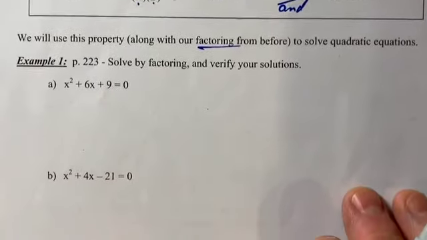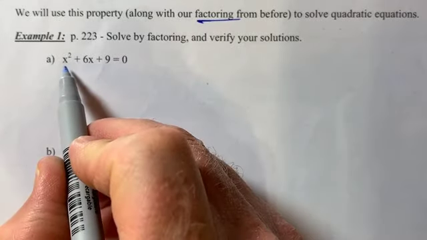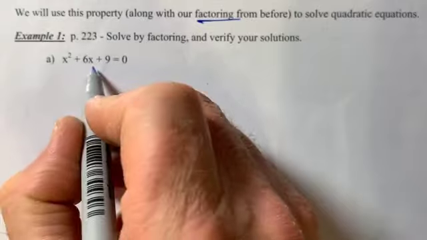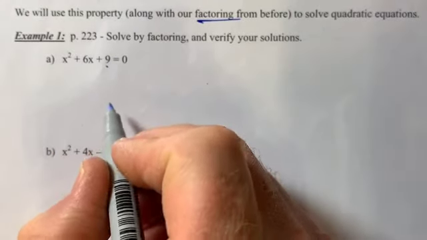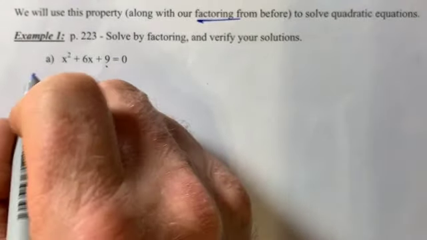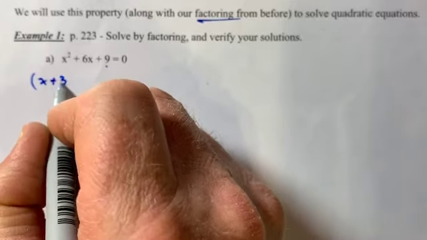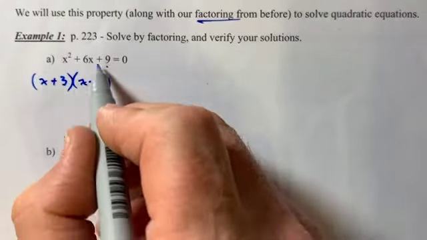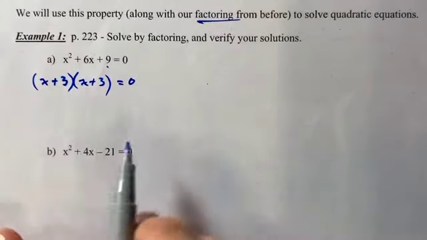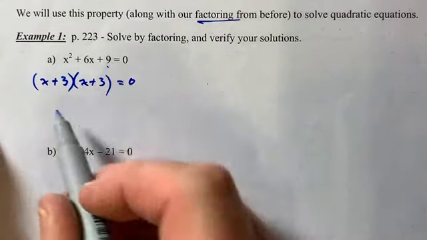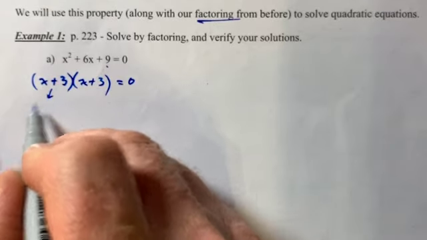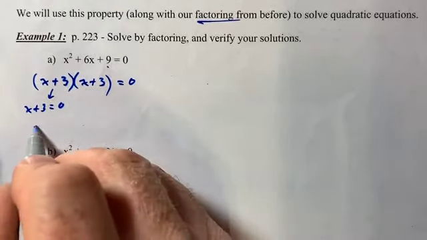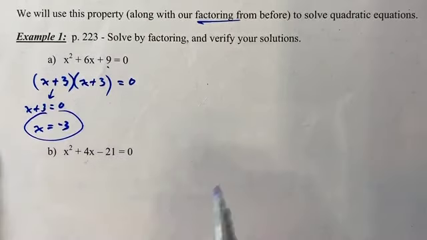So here's a quadratic equation: x squared plus 6x plus 9. I remember this, it's a trinomial. Two numbers multiply to 9 and add up to 6. Well, I know it's got to be 3 and 3. So x plus 3 times x plus 3, I can factor that, equal to 0. So look, this times this is equal to 0. So x plus 3 is equal to 0, that means x equals negative 3.